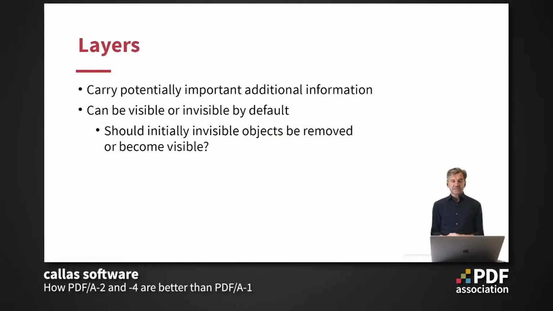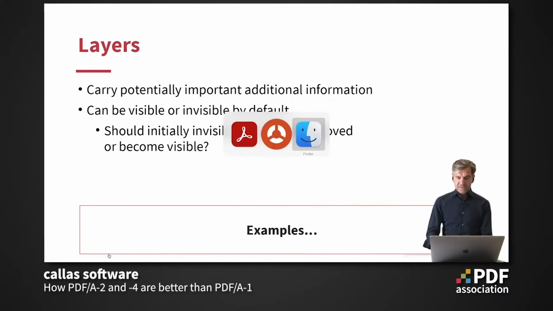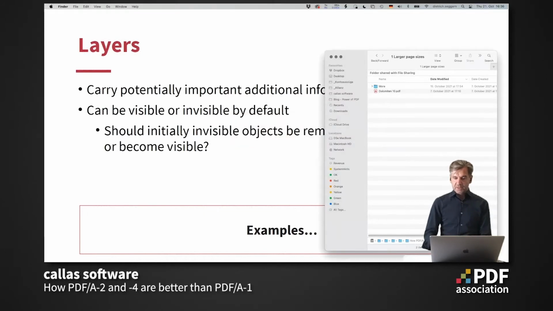Next is layers. You may have objects on layers in the PDF file, and that information may be important, maybe additional information. You couldn't have that on paper, but in the digital world you have layers, so you want to keep that information. And even worse, layers can be invisible by default. And I have examples for that too here.